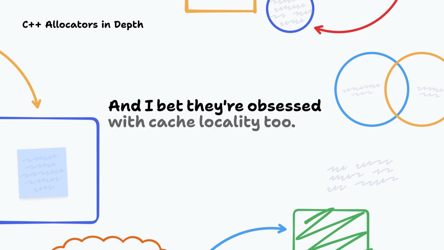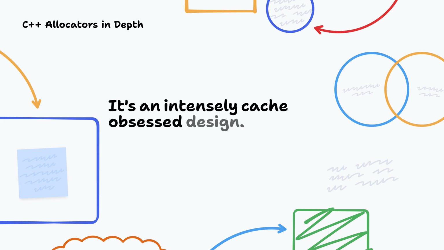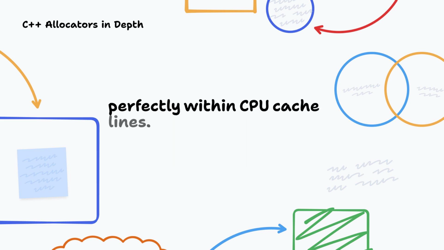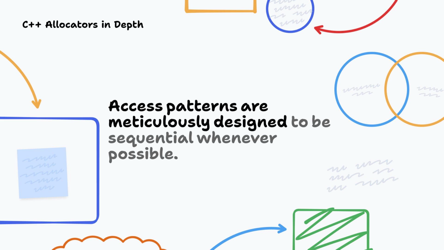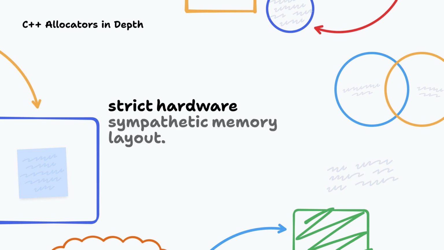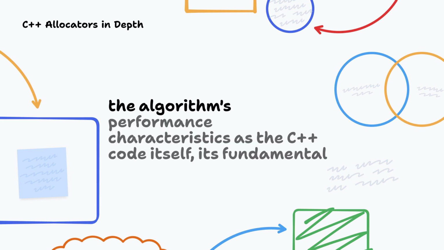Wow. And I bet they're obsessed with cache locality, too. Obsessed is an understatement. It's an intensely cache-obsessed design. Data structures are often manually laid out in memory to ensure related data items fit perfectly within CPU cache lines. Access patterns are meticulously designed to be sequential whenever possible. Custom allocators, pools, and arenas are the fundamental tools they use to enforce this strict, hardware-sympathetic memory layout. So in HFT, the memory layout isn't just an implementation detail. It's as much a part of the algorithm's performance characteristics as the C++ code itself, its fundamental systems design.